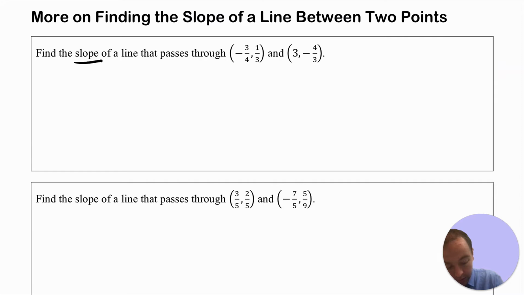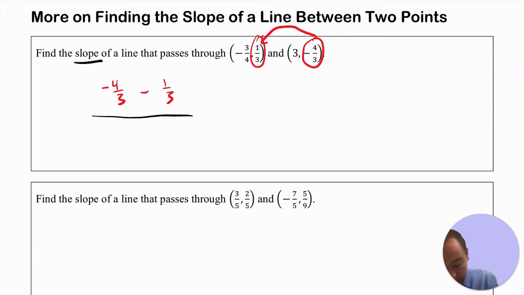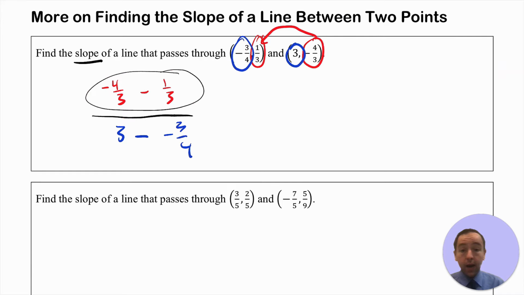And so if I choose this y to start with, and then we subtract away the other y, we end up getting negative 4/3 minus positive 1/3 for the change in the y's. Then for the change in the x's, we'll have to start with 3, since we started with negative 4/3, so 3 minus the other x coordinate, which is negative 3/4. So what we're going to need to do is simplify our numerator.